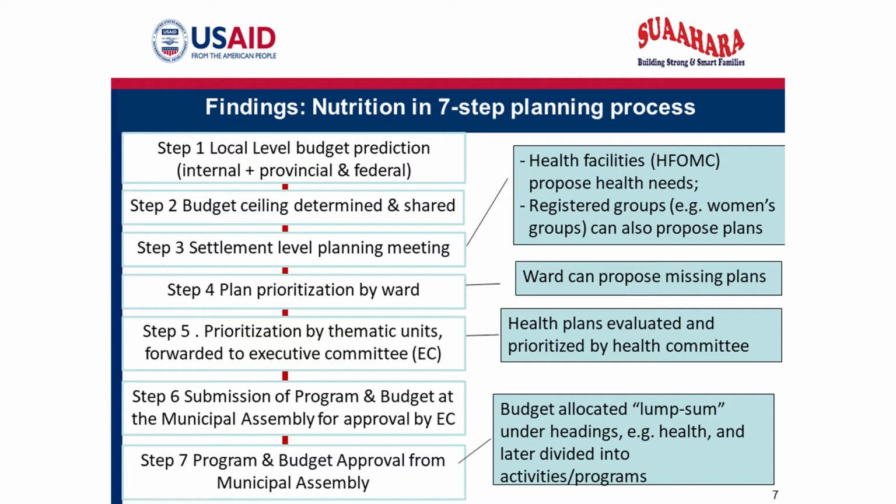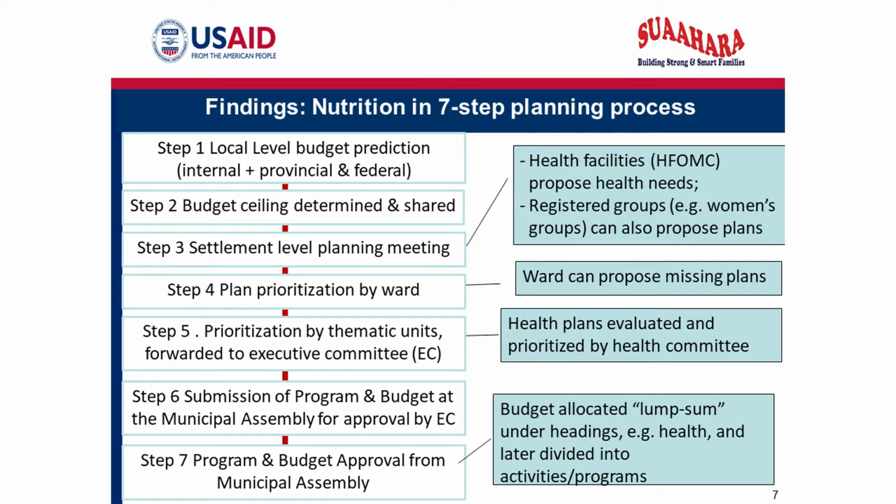So moving on to the findings, I will just show you the 7-step planning process, or how budget is allocated and where nutrition fits here. For steps 1 and 2, nutrition doesn't come much into the picture. It's basically how the municipality estimates its total budget: the internal budget of the taxes and the fees it charges, and the external budget of what it's going to receive from the federal and the provincial governments.